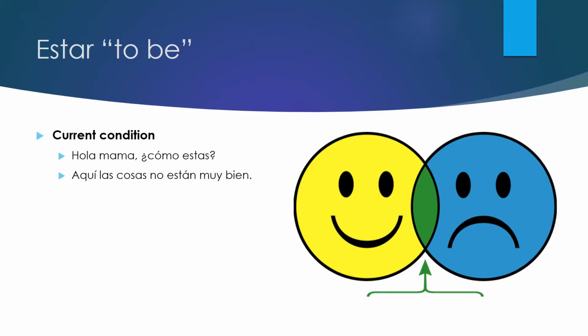All right, using estar for to be in the current condition. So if someone says, hola mamá, ¿cómo estás? They're asking how they are. What is their current condition? Are they happy? Are they sad? Are they depressed? An answer to that might be, aquí las cosas no están muy bien. Here the things are not going very well. That's your current condition.